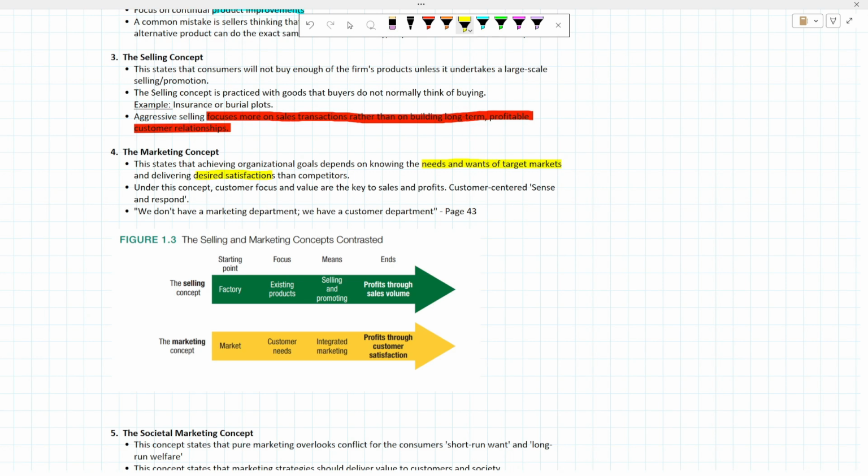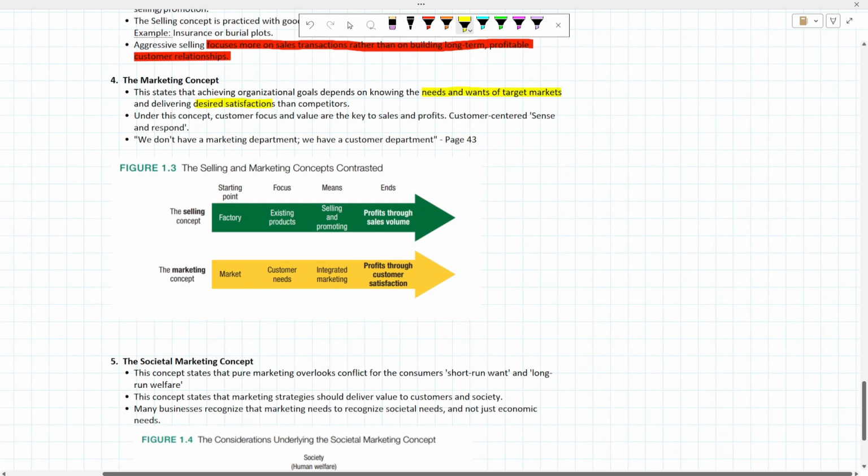Customer-centered, sense, and respond. A quote here in the book is, we don't have a marketing department, we have a customer department. And that's really a key thing in thinking about marketing, and like I've said this 1,000 times by now, it is about building a customer relationship.